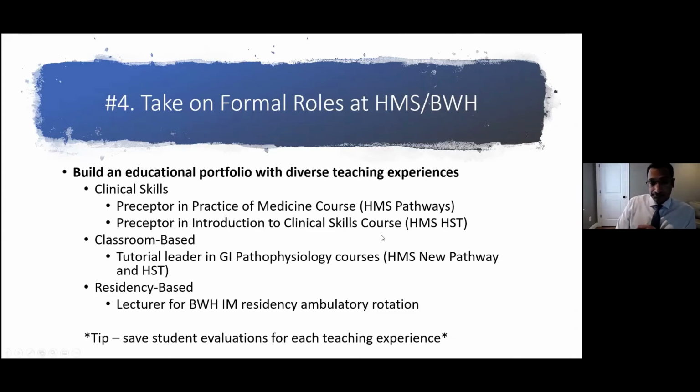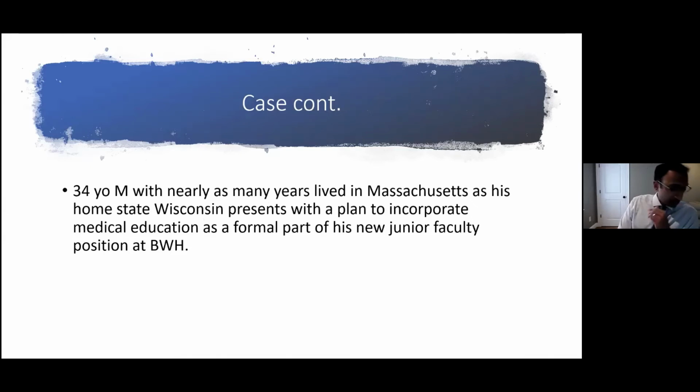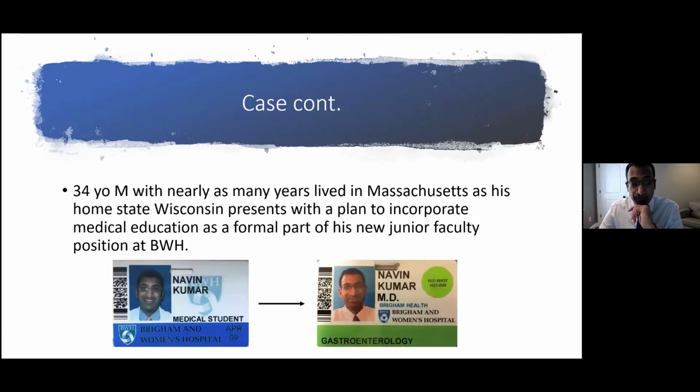So moving along, now 34, we're approaching the point where I've actually lived in Massachusetts longer than I have in my home state of Wisconsin. And now I've finished GI fellowship, and I'm looking to really solidify medical education as a part of something I do formally as a new junior faculty member at the Brigham. I thought I had saved all my Brigham IDs, but I couldn't find some of the gaps, like the resident and GI. But here we go. You can see the evolution, and to be honest, I would argue there's not that much change, but this is about 12 years in the making between student and faculty member.